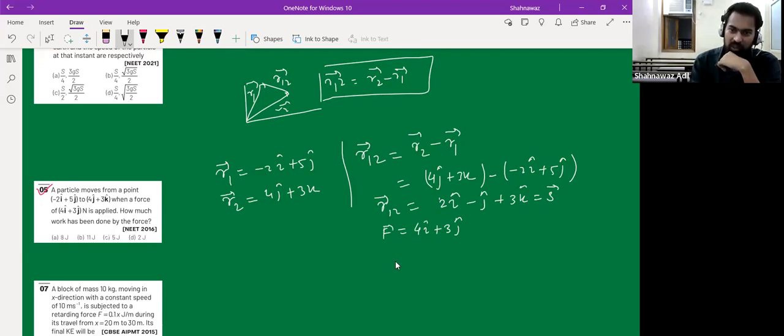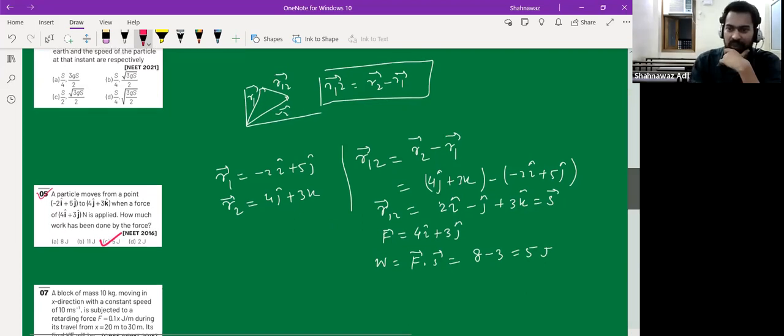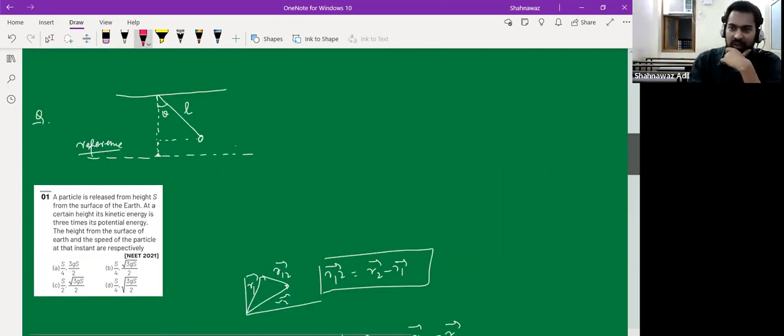Right, so work done will simply be F dot S, which is 4 into 3, this is minus, so 5. Right, Maida. So this is the right answer. Okay, so let's take one question where your force is not a constant force.